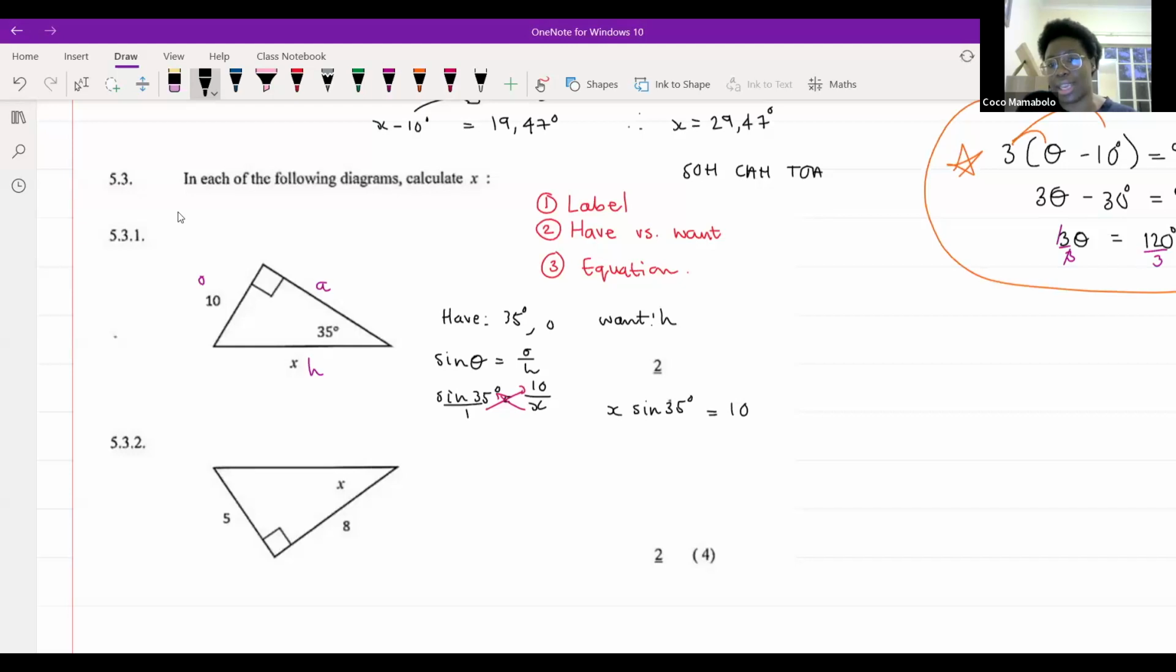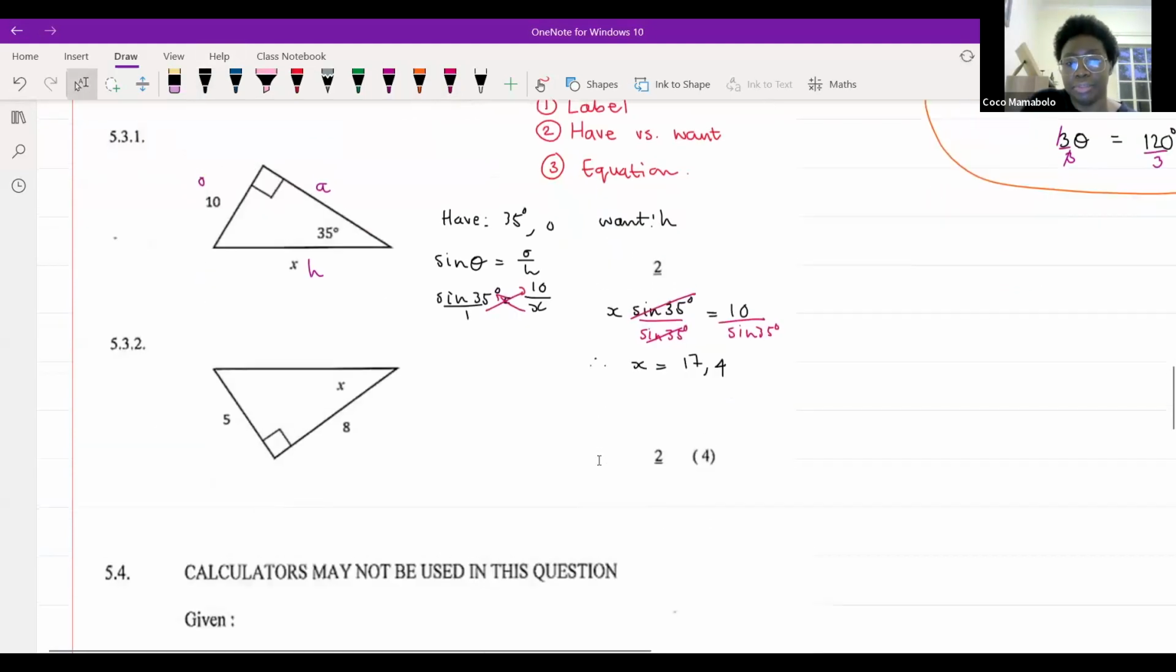1 times 10 is 10. And then, because I want x on its own, I will divide both sides by sine 35 degrees. Sine 35 degrees. Cancel, cancel. Therefore, x is equal to, I don't have an answer. Somebody give me an answer. 10 over sine 35 is equal to 17,4. 17,4. Okay, and it's not an angle, so we don't have to say degrees.